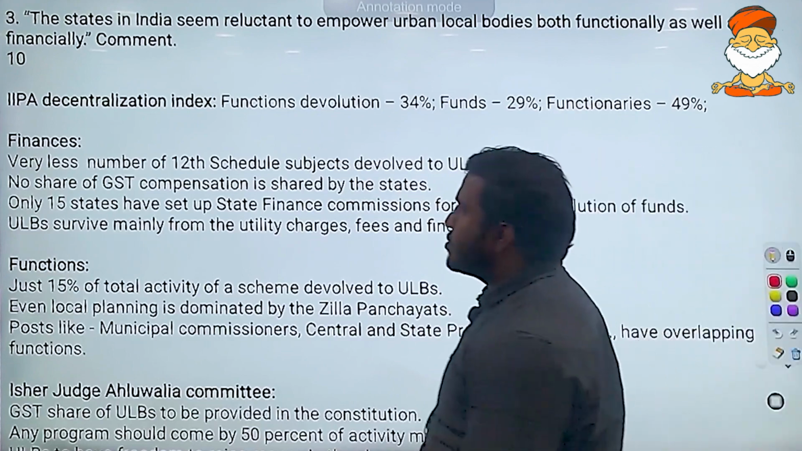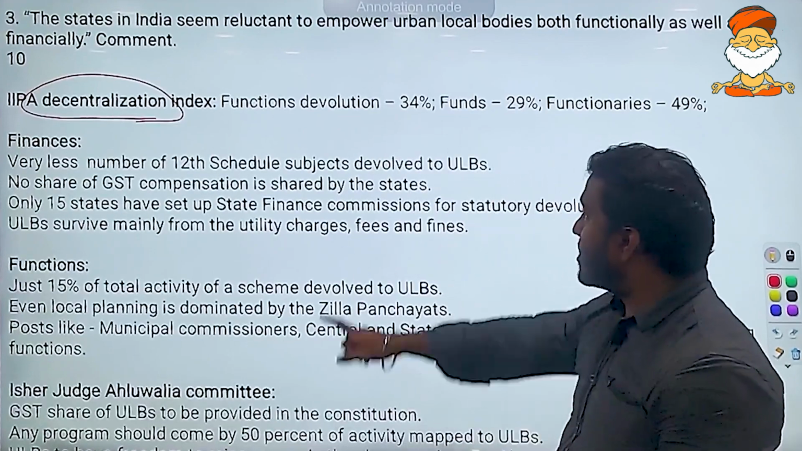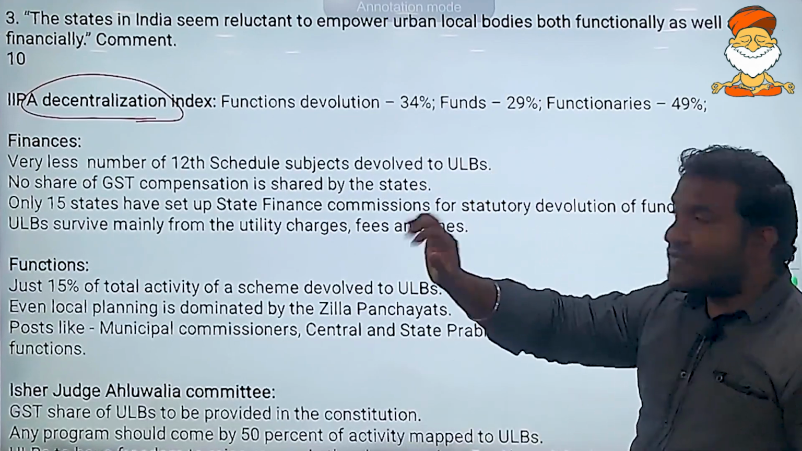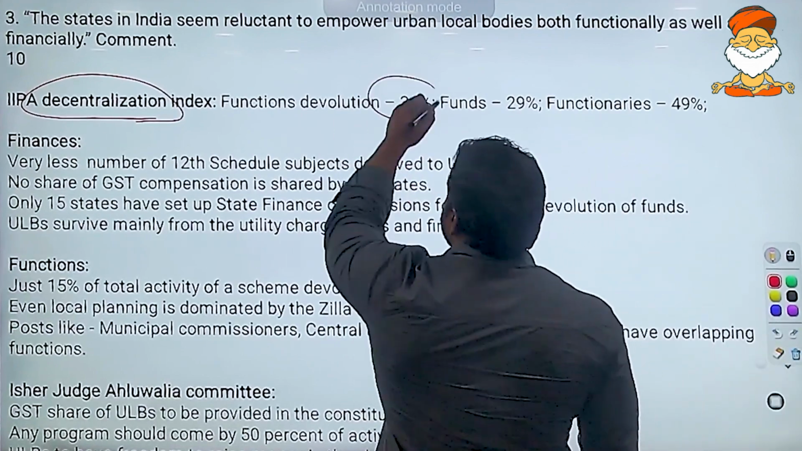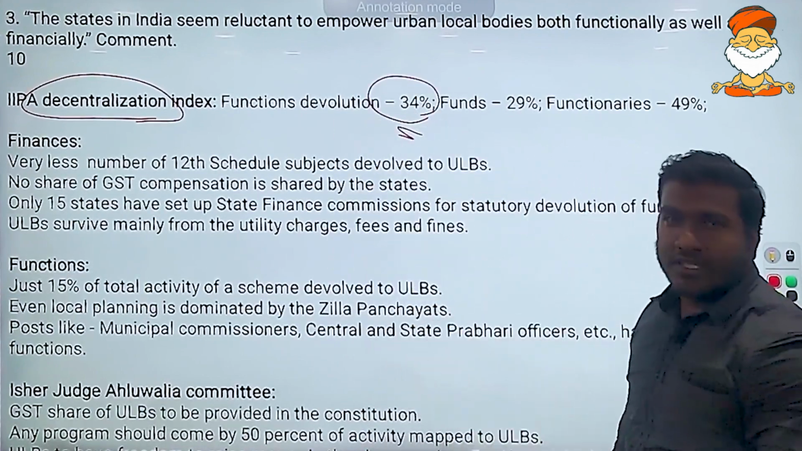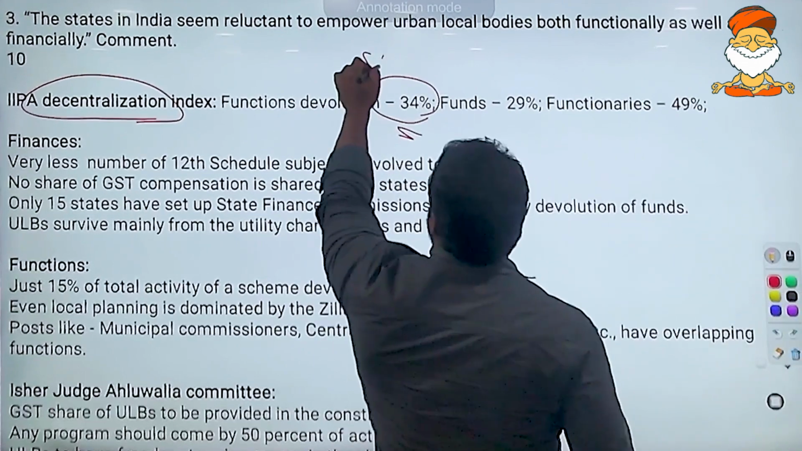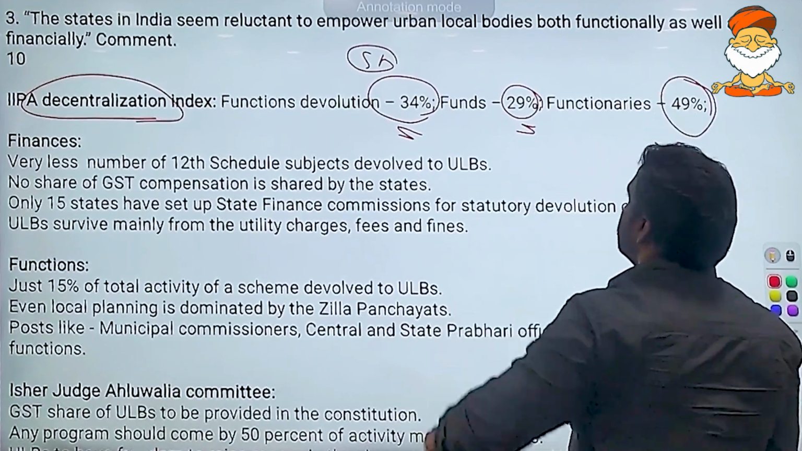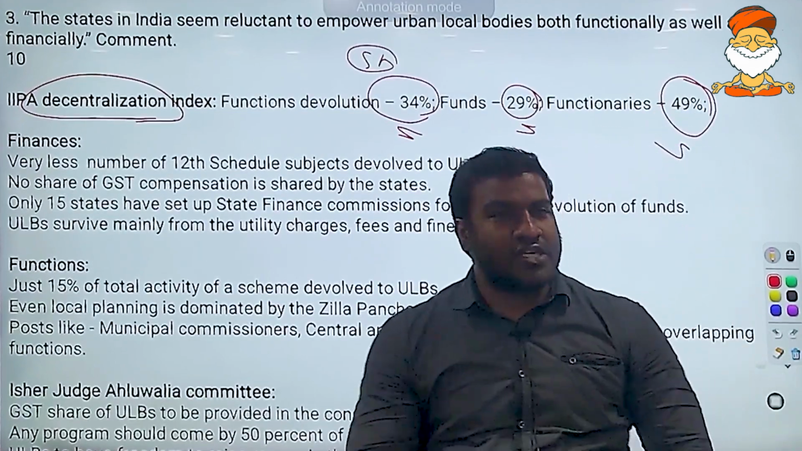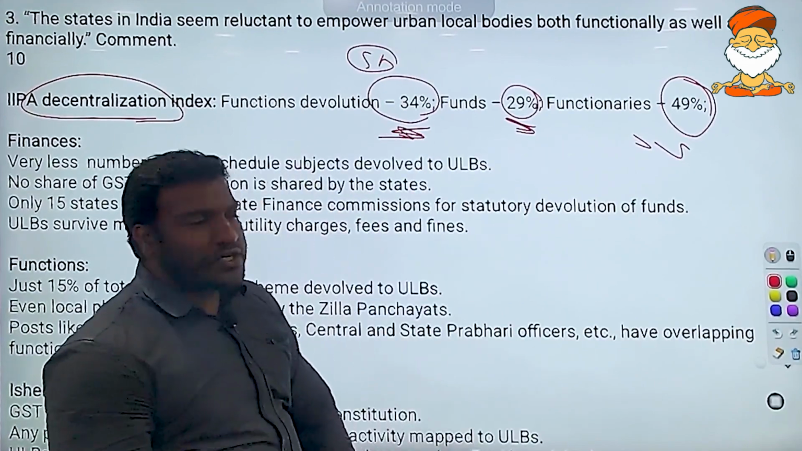Introduction. The Indian Institute of Public Administration comes with a decentralization index, and I have picked up the data from it. As per the IIPA decentralization index, only 34% of functions have been devolved to the local bodies from the state governments, funds only 29%, and functionaries 49%. So to some extent functionaries have been devolved, but functions and funds are yet to be devolved.